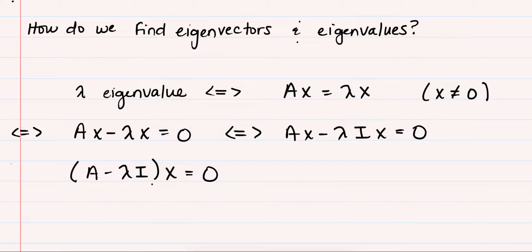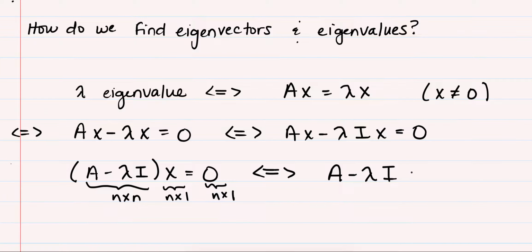Now we have two matrices being multiplied together. This one is an n by n matrix, and this one is an n by 1 matrix, and we're ending up with an n by 1 matrix. So two matrices being multiplied together, and we get a 0 matrix. Well, it doesn't work for all sizes of matrices, but it happens to work in this case. If this happens, and since this column vector is not equal to 0, A minus lambda I is actually the 0 matrix, the 0 n by n matrix.